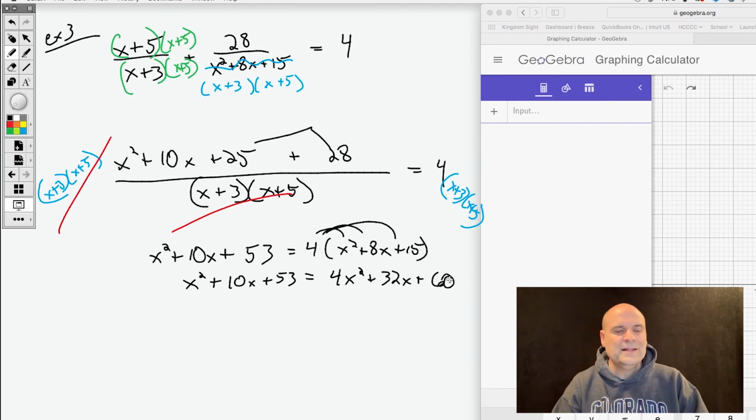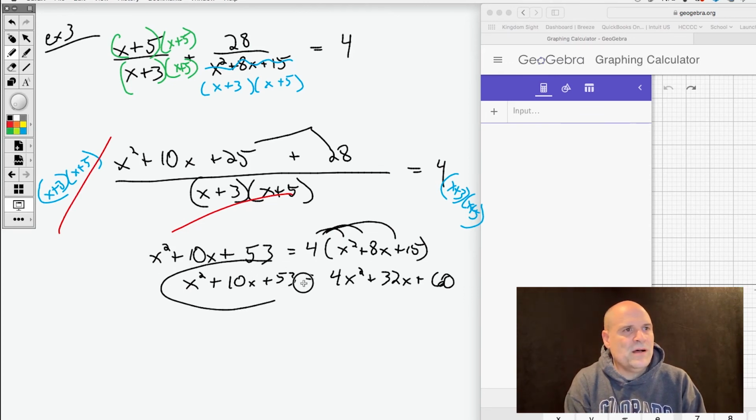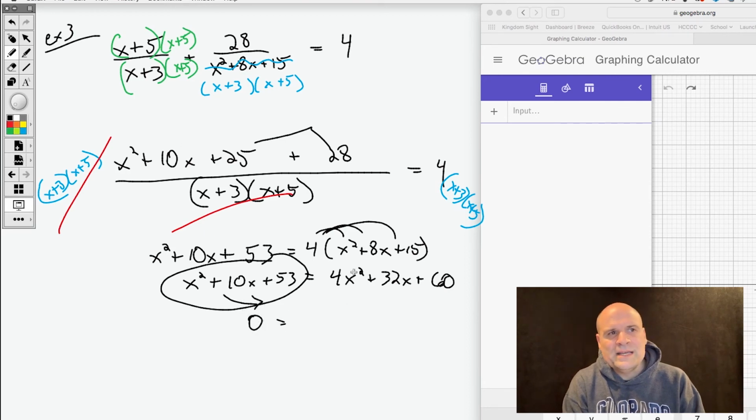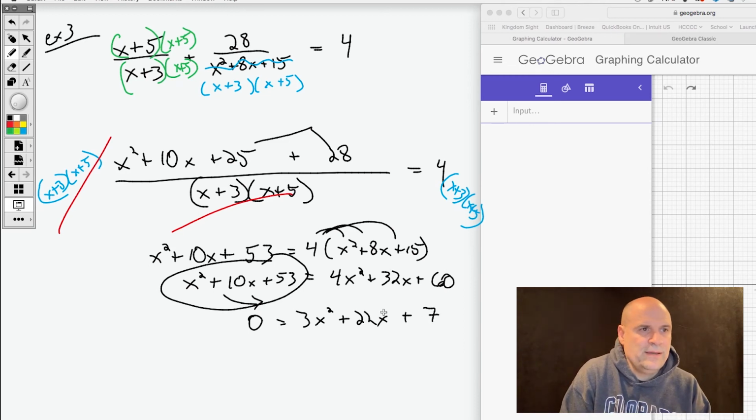All right, let's get everything on one side. So I'm going to bring everything over to the right side because that would keep that x squared positive. So let's get all of this over there. So I'm left with 0 here. Combine the x squared, you get 3x squared. Combine the x's, you get 22x. Combine the constants and you get 7. Okay, so let's just use our quadratic formula.